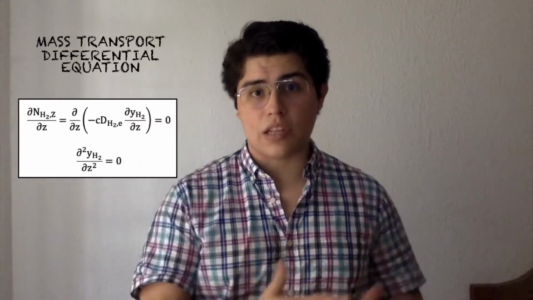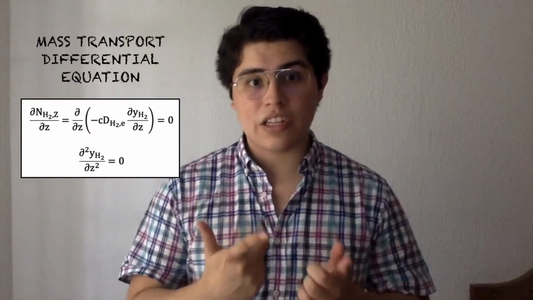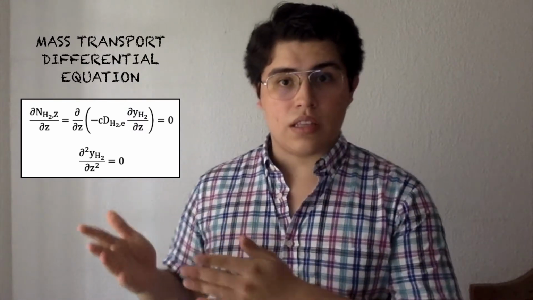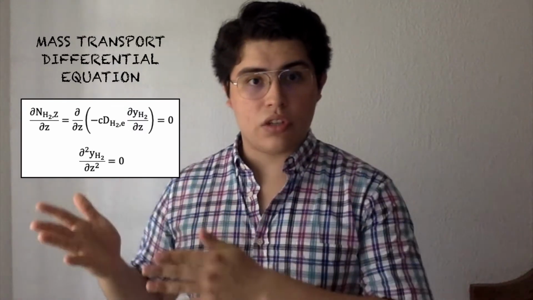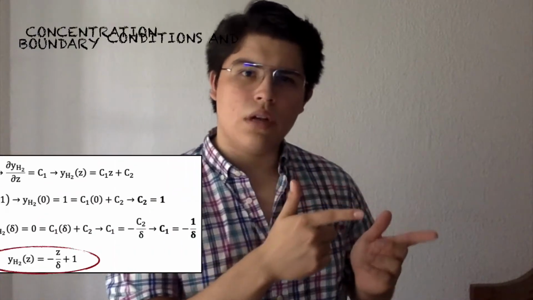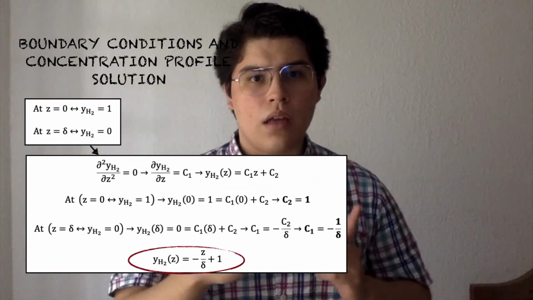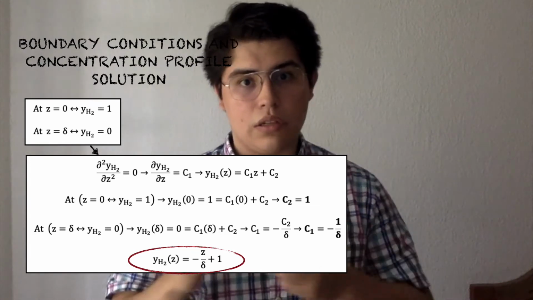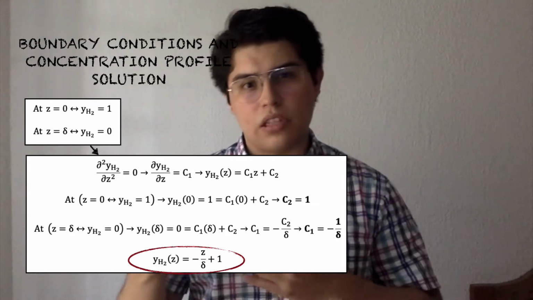So, if we substitute Fick's relation into the mass balance and apply assumption 4, this gives us a second-order differential equation, where the molar fraction is the dependent variable and the zeta position through the porous material becomes the independent variable. If we establish that at zeta equal to 0, the molar fraction of hydrogen is 1, and at zeta equal to delta, the molar fraction of hydrogen is equal to 0, we can solve the equation by normal integration.